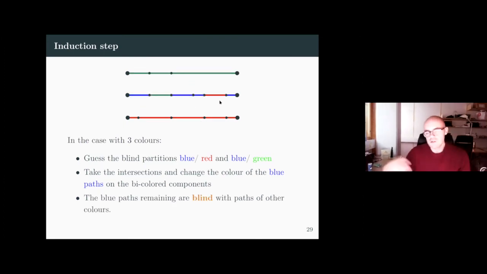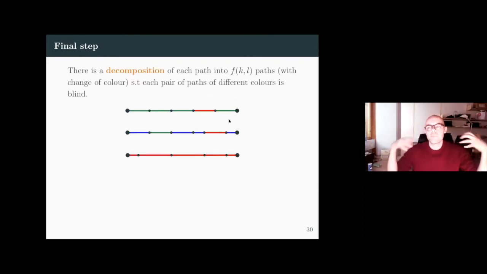Okay, and once you've done this, all the blue paths that remain are blind with the paths of other colors. So intuitively, and this is where you do induction, you can forget about the blue paths that remain because they're blind with any of the paths of other colors. Okay, so now you do induction, and then you look at the set of green paths and red paths all together, and then you do the same thing.